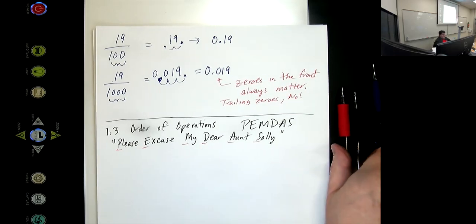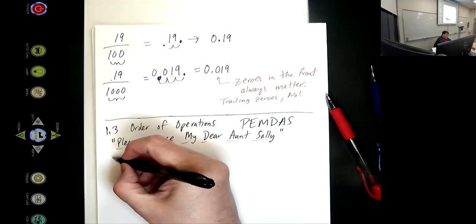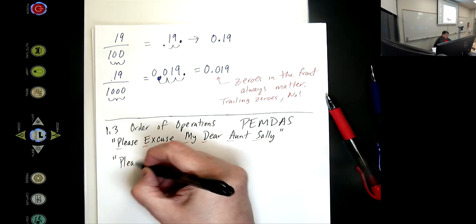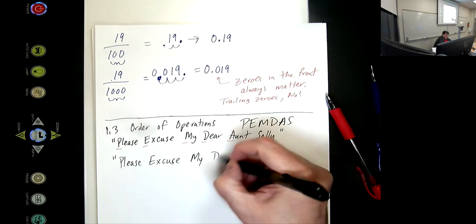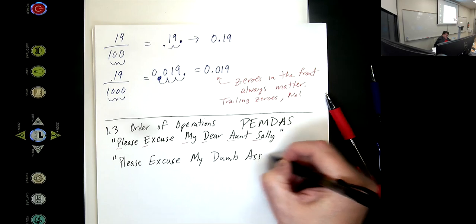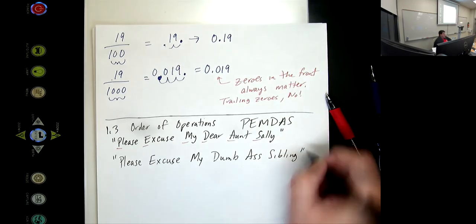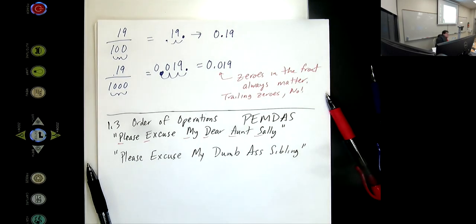I like to use, and this doesn't apply to everyone, please excuse my dumb ass sibling. There you go. That's a good one. Most people have siblings, brothers and sisters, and most of you have one. If you have a brother or sibling, there's at least one of them that you think is dumb as rocks. Unless you are that one. But even then, you're like, no, he's a dumbass. If you only have sisters, it works there.